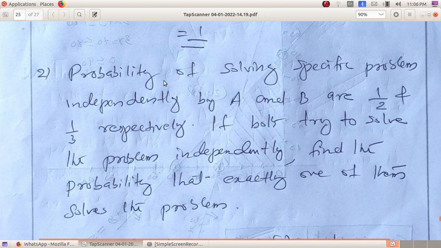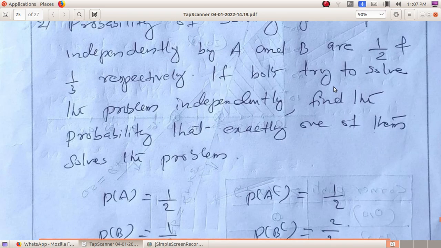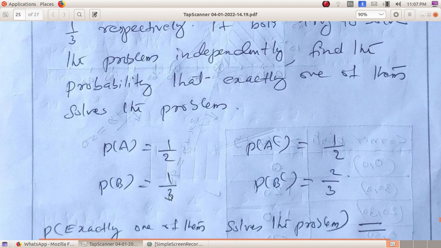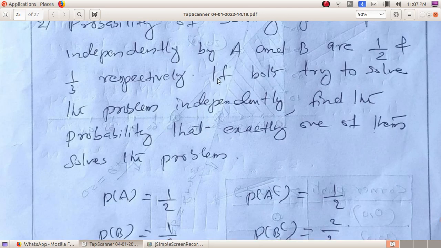The probability of solving a specific problem independently by A and B are 1/2 and 1/3 respectively. The probability that A solves the problem is 1/2, so the probability that A does not solve it is also 1/2. The probability that B solves it is 1/3, so the probability that B does not solve it is 2/3. If both try to solve the problem independently, find the probability that exactly one of them solves the problem.